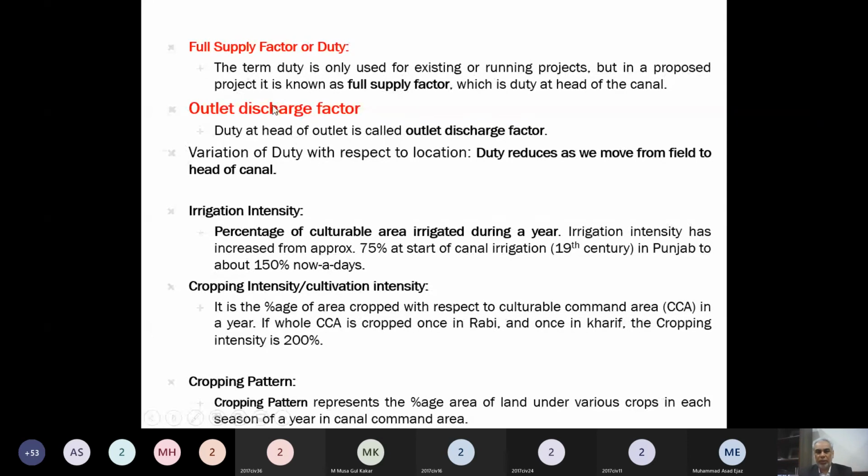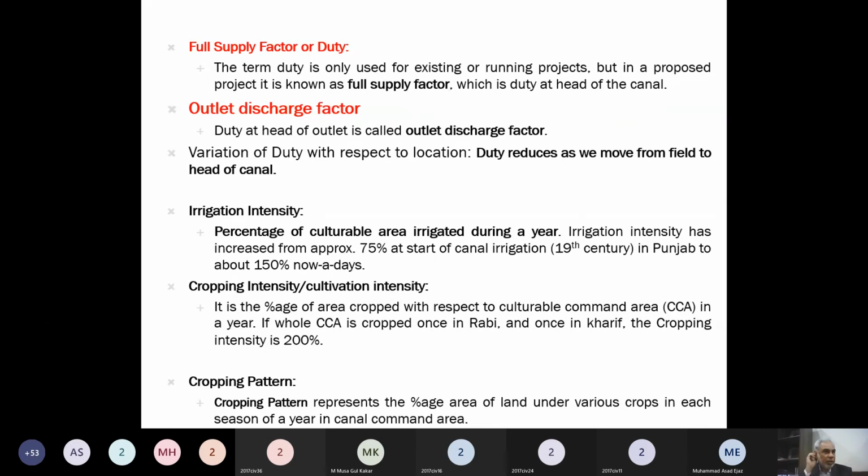Some basic factors: full supply factor, outlet factor, base period, crop period, delta, duty. These are very commonly used in irrigation, so please try to comprehend and understand them. Parallel to the duty concept, there is another concept of using water in Pakistan and India. We call that concept water allowance for a canal. Water allowance for a canal is the cusecs of water which are allocated for irrigating 1,000 acres of land.